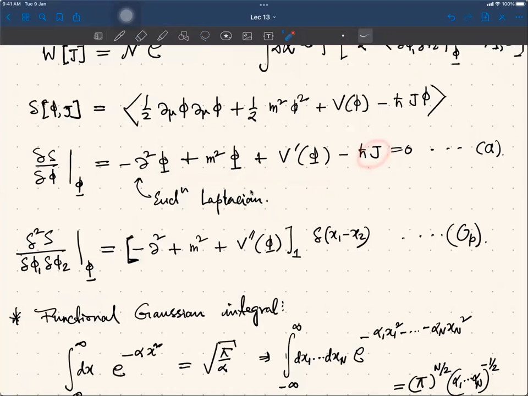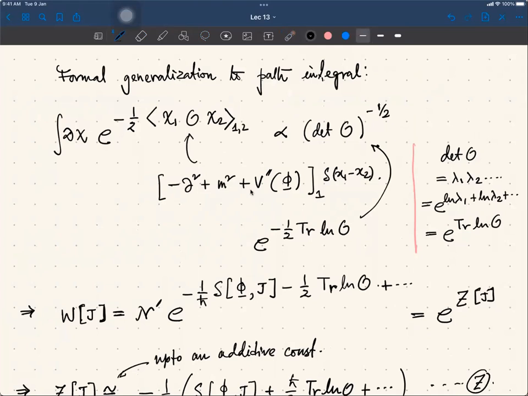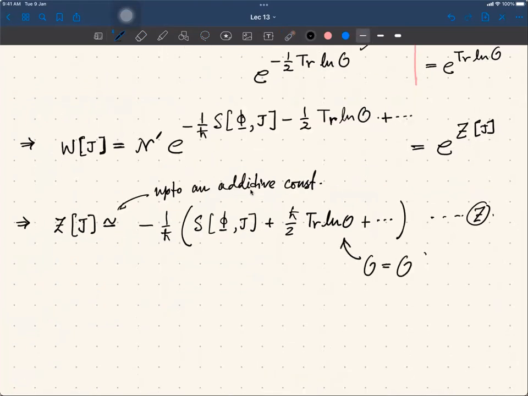Phi lower bar is a functional of J. And also, being a local field, it's a function of a space-time point as well, as I have explained earlier. So therefore this operator, which we are calling O, which involves V double prime of phi lower bar, is a functional of phi lower bar, which is a functional of J. So what we have to keep in mind is that this O is a functional of phi lower bar, which is a functional of J. So you can either look at it as a functional of phi lower bar, or if phi lower bar is replaced by its functional form in terms of J, then it's a functional of J. So that is how we have to look at it.